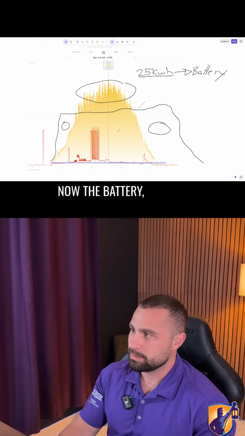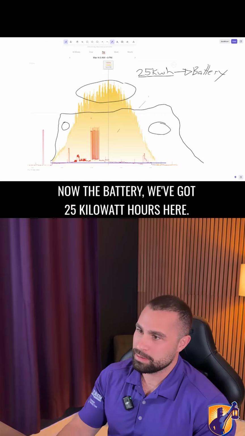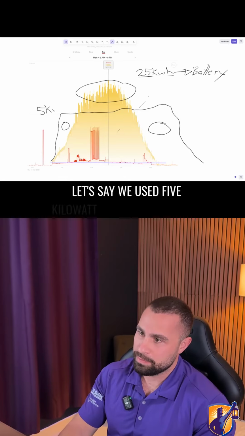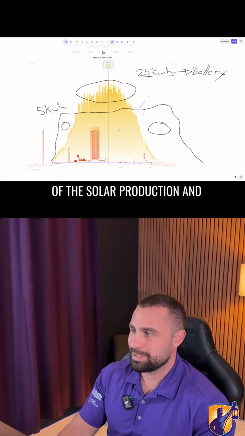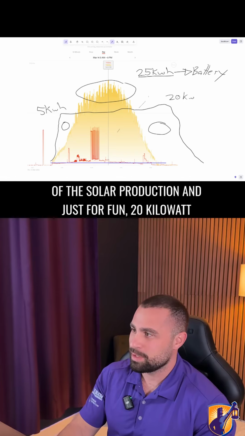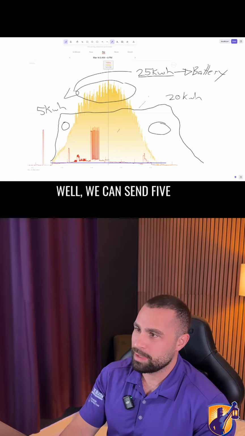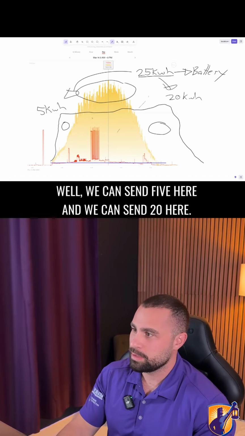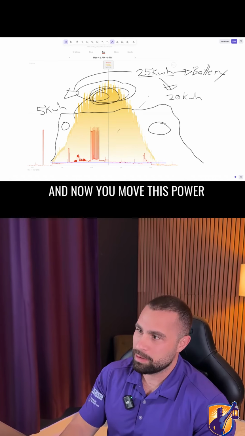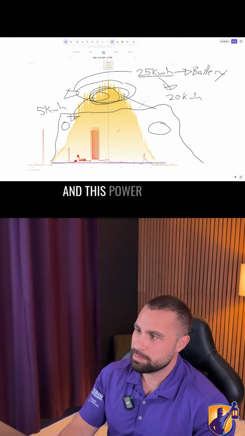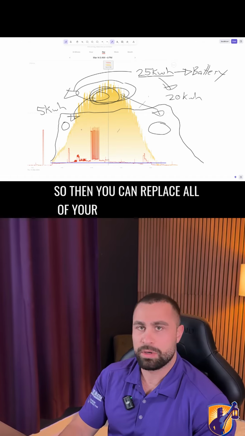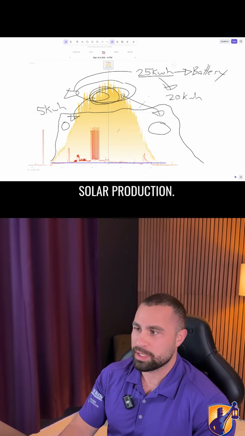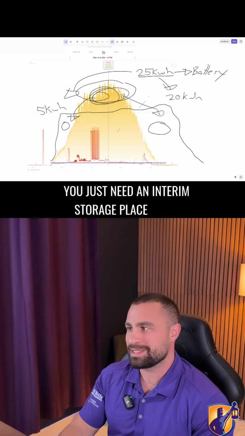Now the battery, we've got 25 kilowatt hours here. Let's say we used 5 kilowatt hours here outside of the solar production, and just for fun, 20 kilowatt hours here. Well, we can send 5 here and we can send 20 here. And now you move this power into this white space and this power into this white space. So then you can replace all of your consumption with solar production. You just need an interim storage place like a battery.